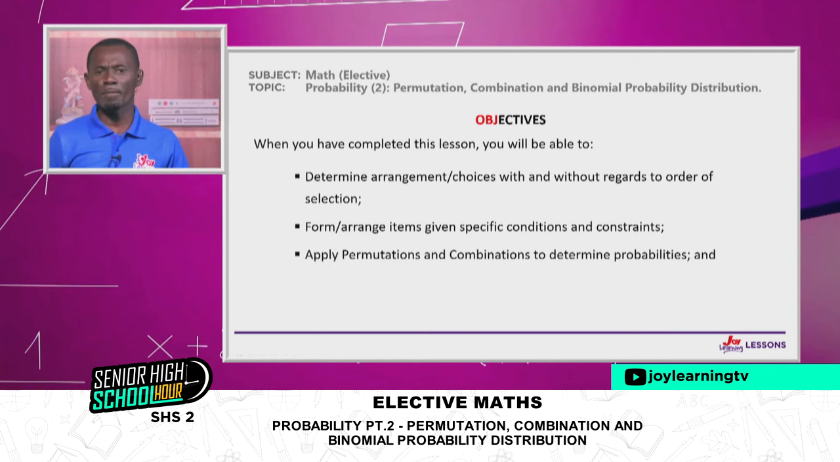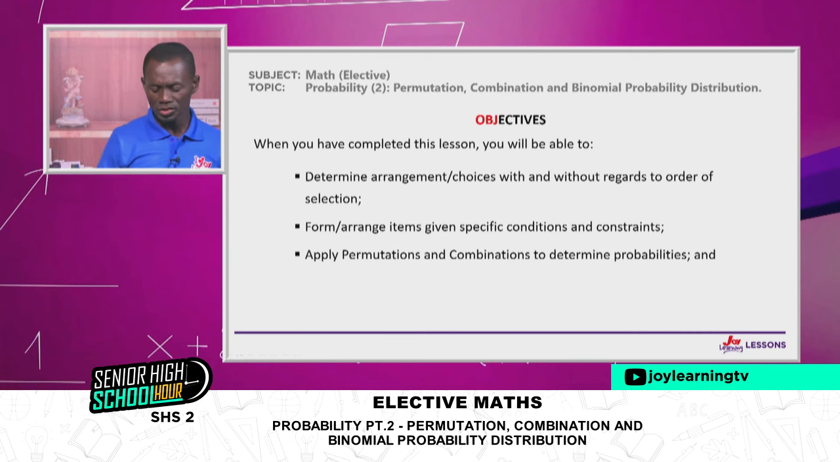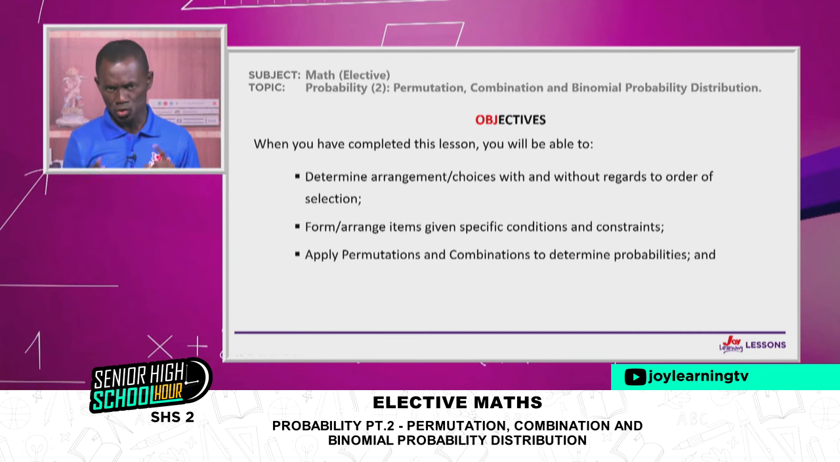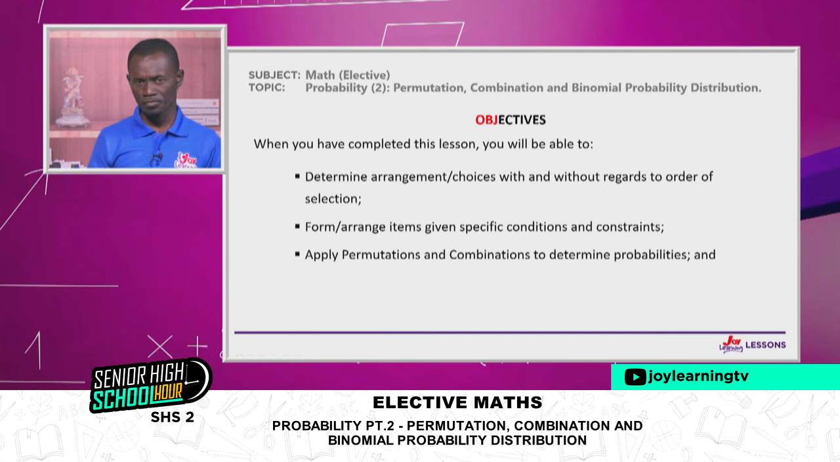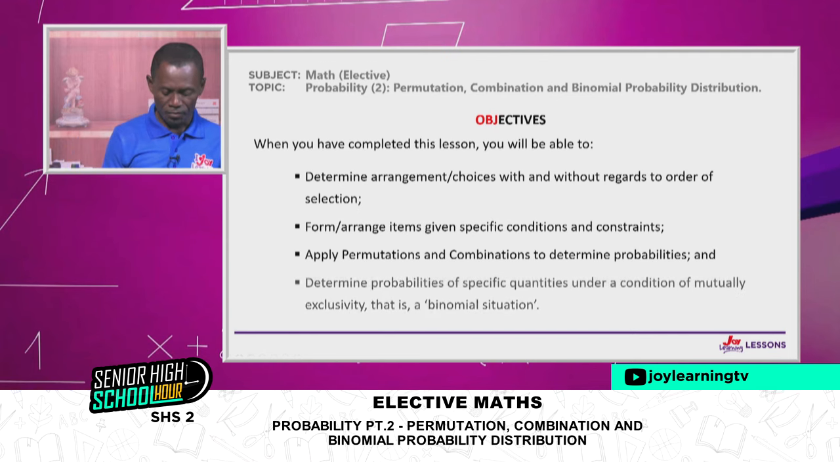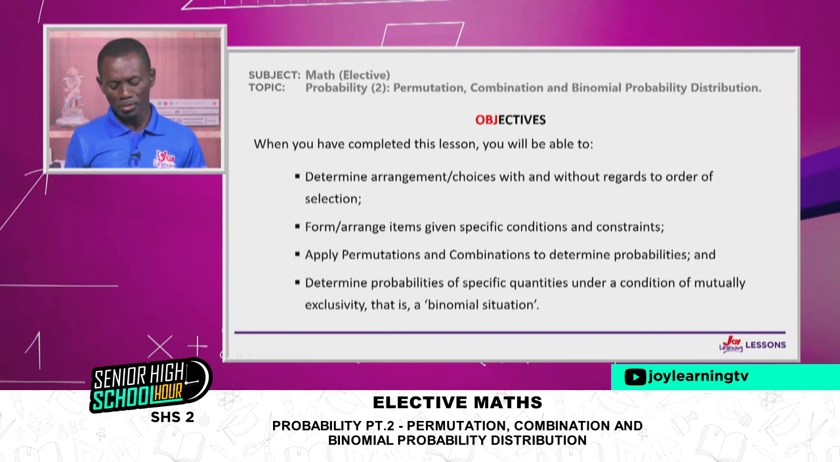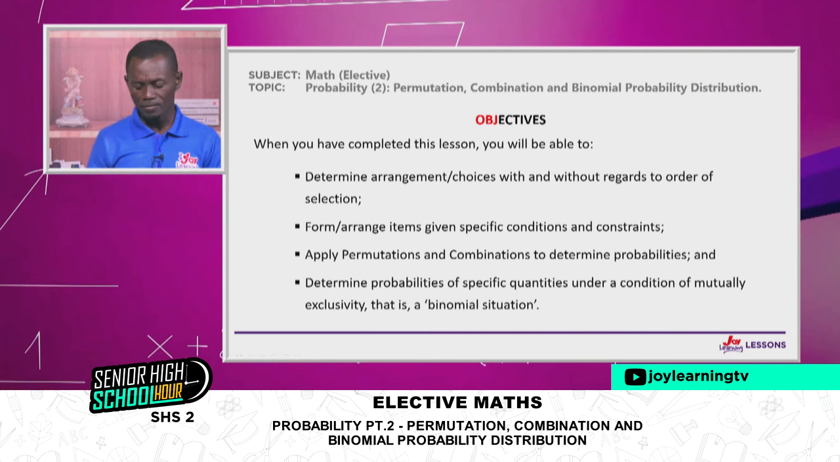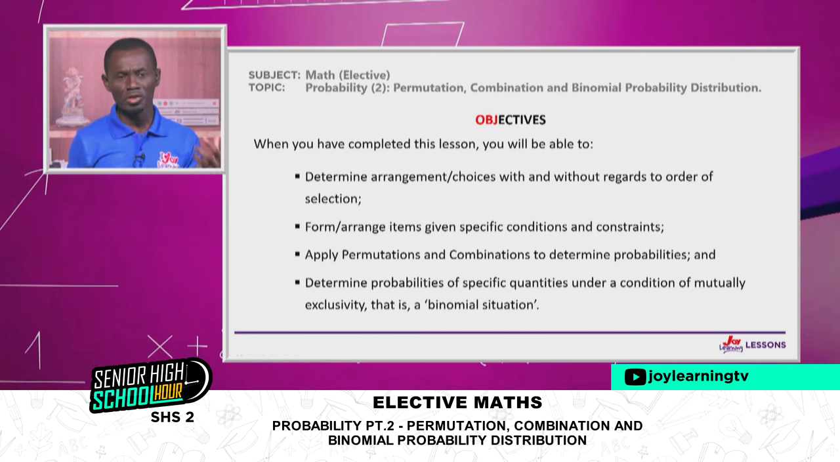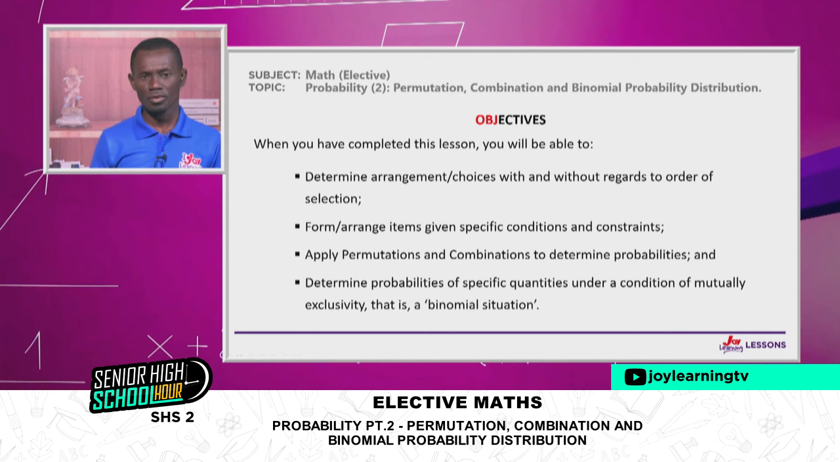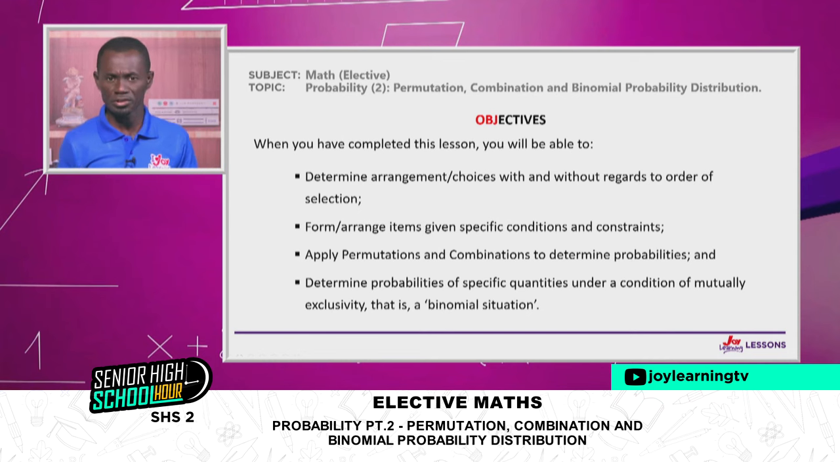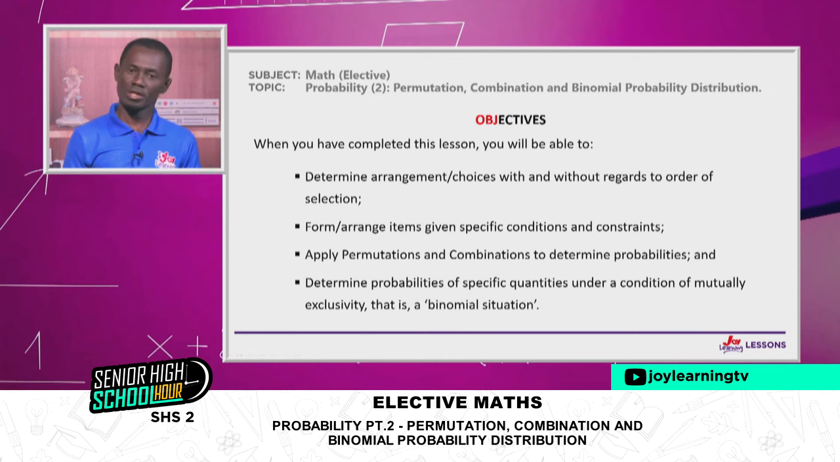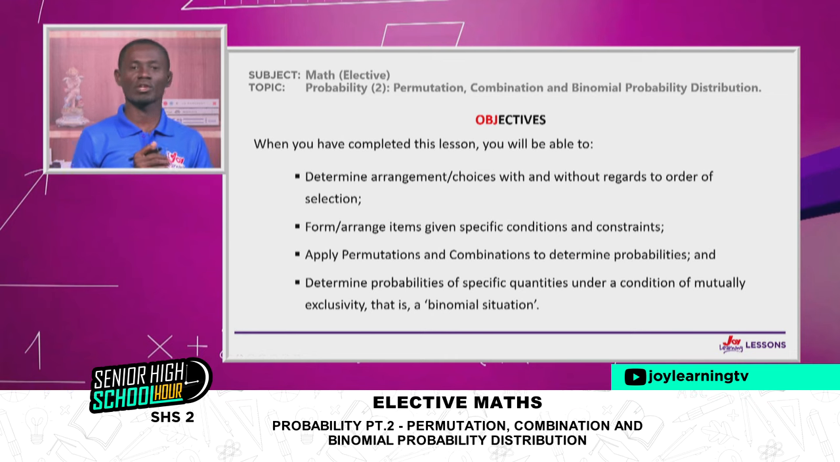Then we should be able to apply the concept of permutations and combinations to determine probabilities. Finally, we should be able to determine probabilities of specific quantities under a condition of mutual exclusivity. We call that the binomial situation. When we get to that bridge, we'll definitely cross it together.